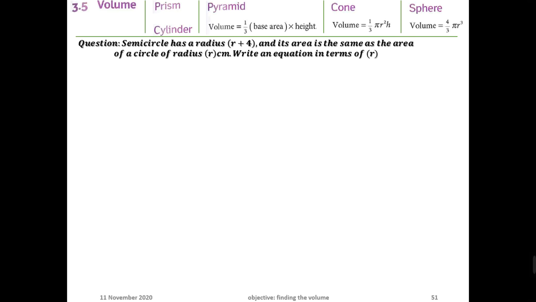Okay, so there is a semicircle. You can draw a little sketch for a semicircle where the radius, which is the distance from the center to the circumference of the semicircle, is the expression r plus 4. The area of the semicircle is equal to the area of a circle with a radius r. So let's draw the circle. Again, the radius is the distance from the center to the circumference.